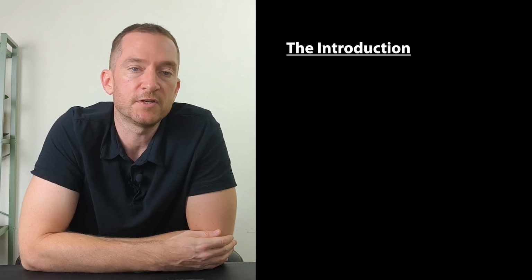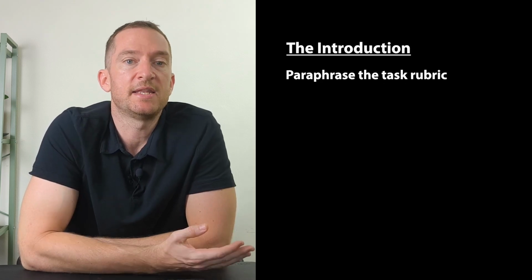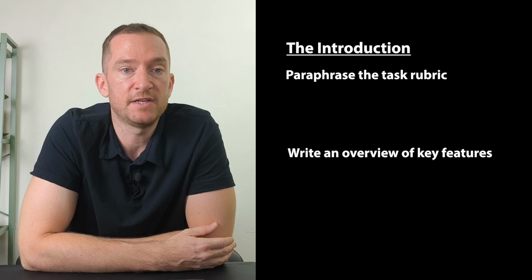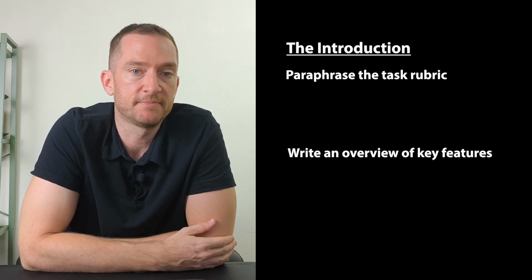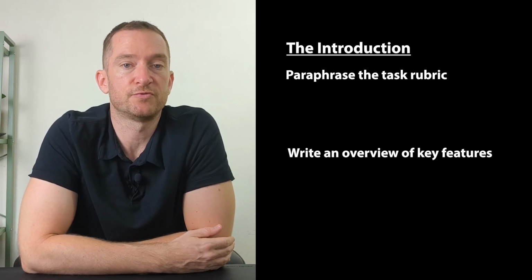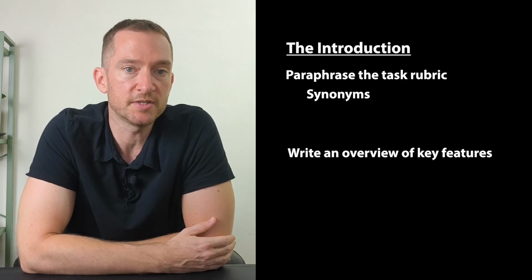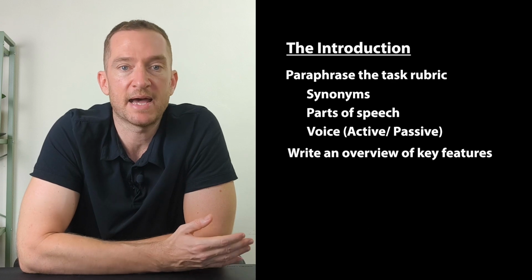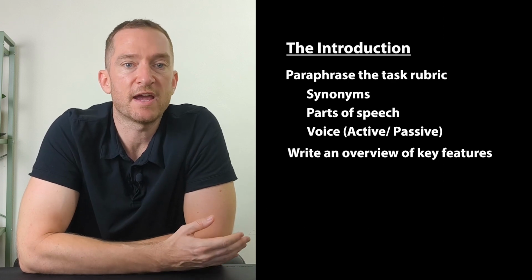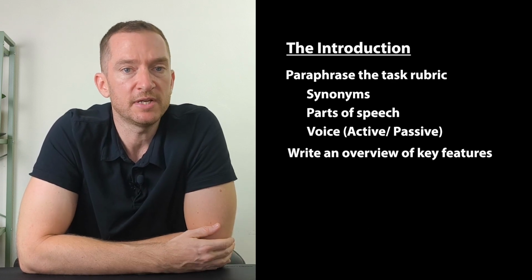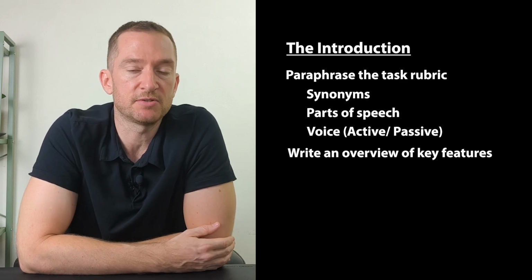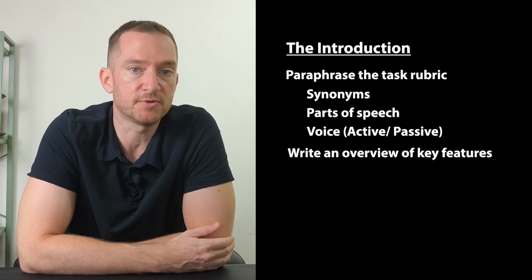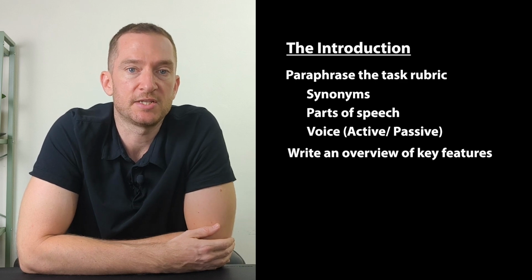Now it's time to write our introduction. To do this, we need to first paraphrase the task rubric and next write an overview of the key features which we identified previously. To paraphrase the task rubric, we need to look for different words, synonyms, different parts of speech, and where we can change the voice from passive to active. We want to also vary word order where possible, but really as we change the parts of speech, as we use synonyms and as we use different voices, the word order will naturally change. So we don't need to really focus on this.